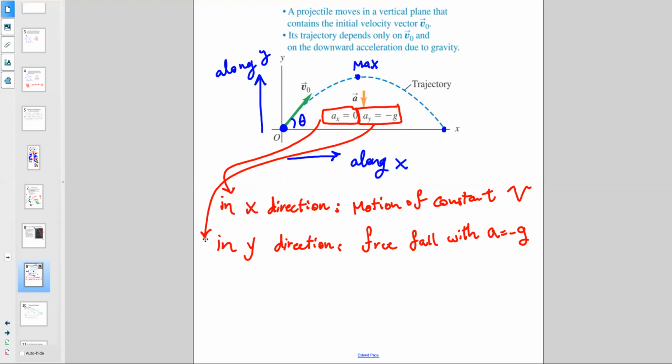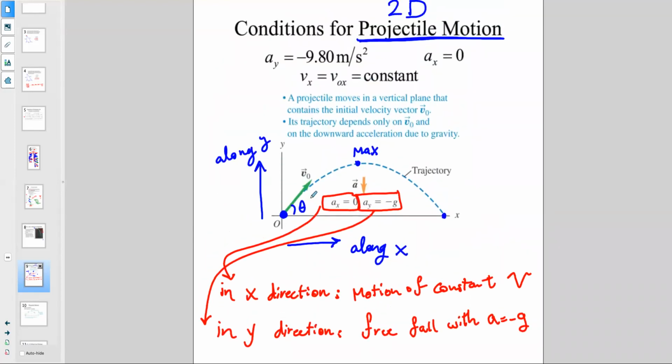Okay, so if I have a projectile motion type of thing, I can just look at it and analyze it as if I'm breaking it into components along x and along y. Along x is always constant velocity, no acceleration at all. Along y, it's always a free fall. It's always a constant acceleration with the acceleration of gravity. Great.